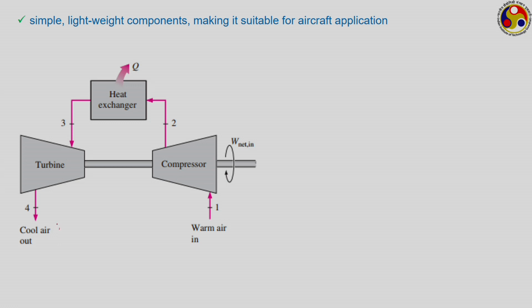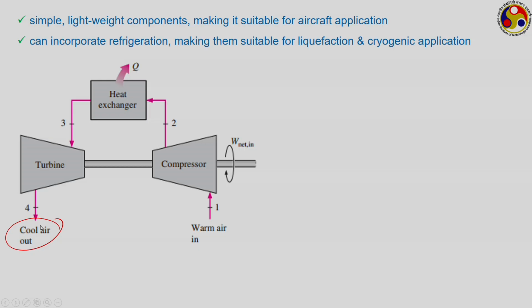And the cold air that is coming out of this is circulated through the aircraft compartment to the cockpit, thereby picking up the heat, and finally it is either rejected to the surrounding or it may come back to the compressor as well. Another very popular application is liquefaction and cryogenic application through multi-stage compression.